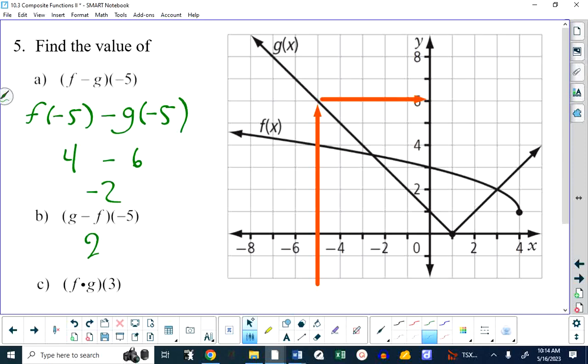The only difference in B is that you're subtracting in the opposite order. So you're going to have 6 minus 4.